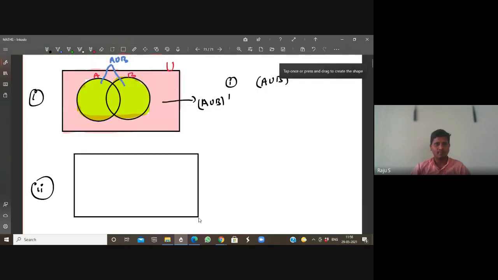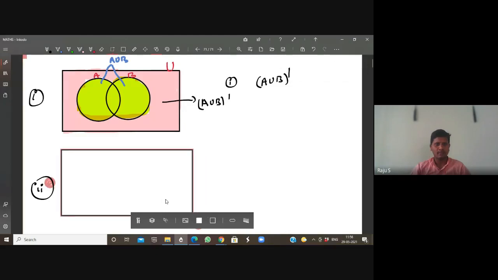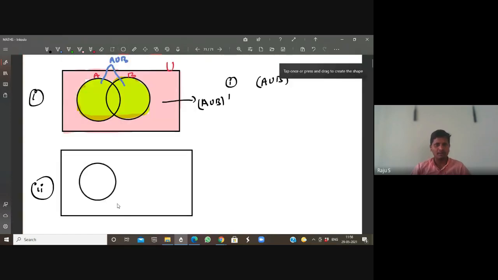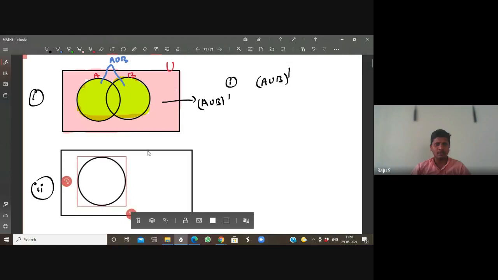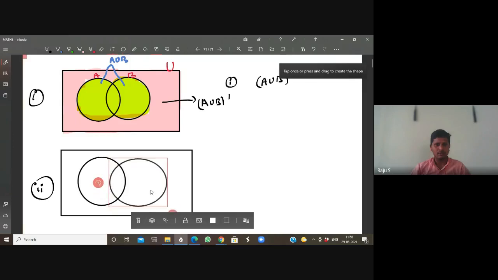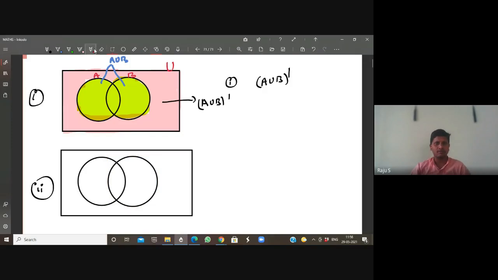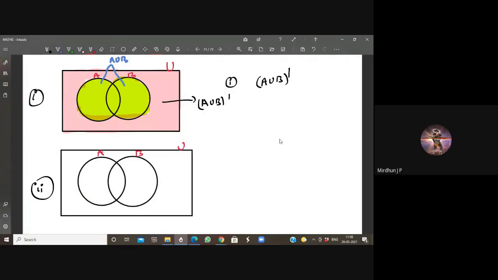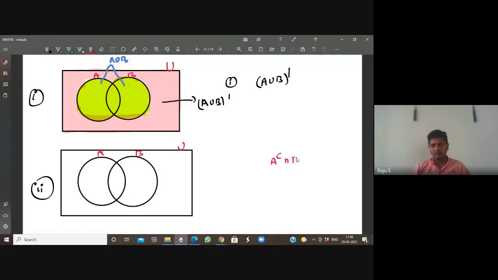Same region, but you can find it separately: shade the region of A complement, then shade the region of B complement. Let us consider A, B. This is the universal set, this is A, this is B. What is the second subdivision actually? A complement intersection B complement.